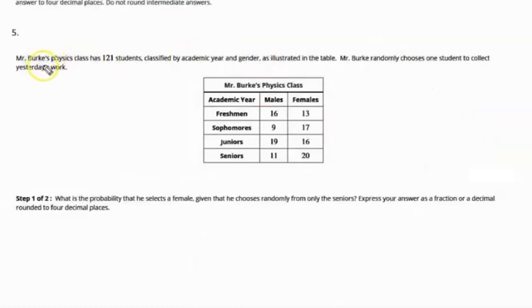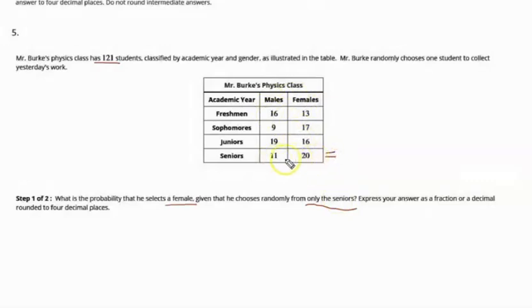In number 5 now, we have Mr. Burke's physics class has this many students, and we're looking at our data. What are they asking us? What is the probability that he selects a female given that he chooses randomly from the seniors only? So again, there's lots of data, but this is conditional probability.